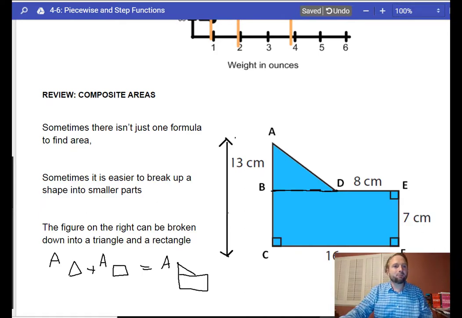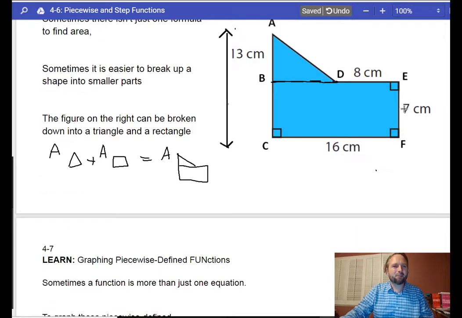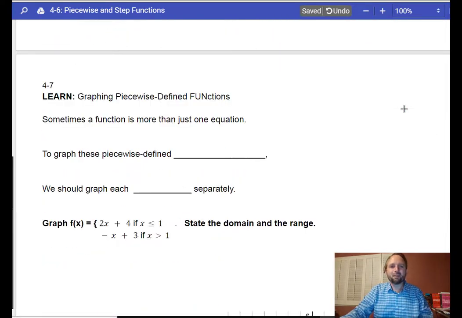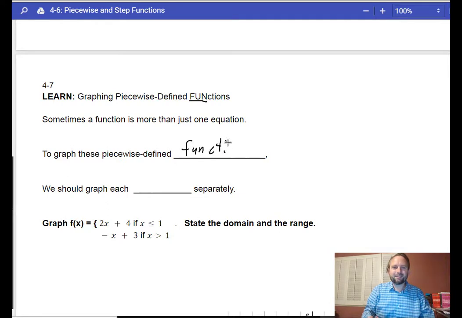Why am I bringing up this review from a previous grade? Well, that's what we talk about with piecewise. Sometimes a function is more than just one equation. To graph these piecewise defined functions, by the way, we put the fun in functions, we should graph each piece separately.